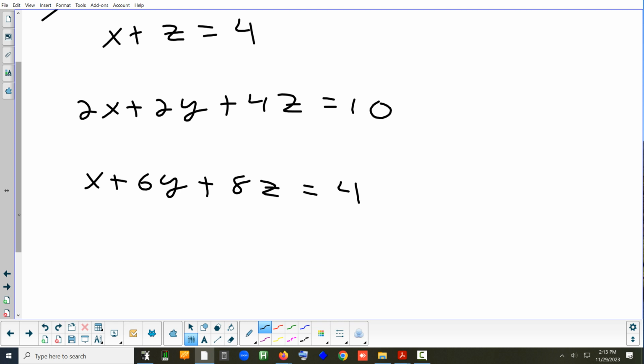Does anyone notice anything about these equations? Any comments at all? We're missing a y in the top. That's great, because it's a 0. So when we do our matrix, we can already fill in a 0 for that y. Zeros are just easy numbers to work with. If you're missing a variable, just put the 0. You've got to fill in something, so if you're missing it, it's plus 0.